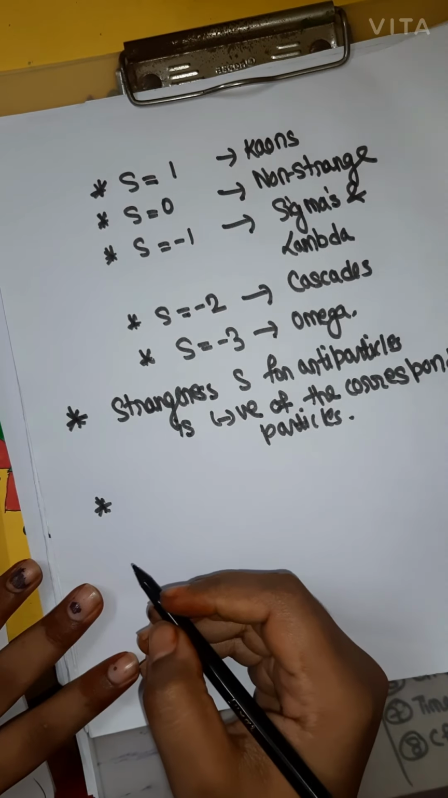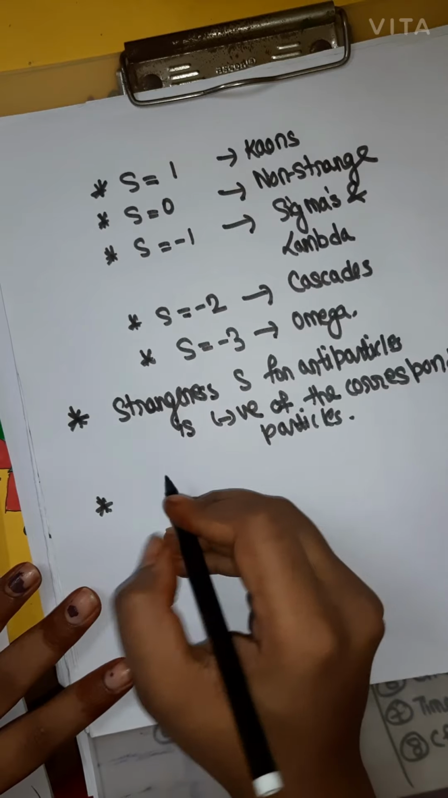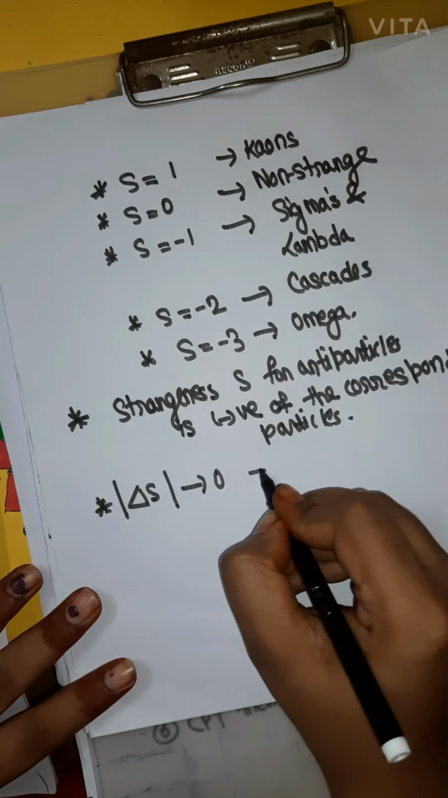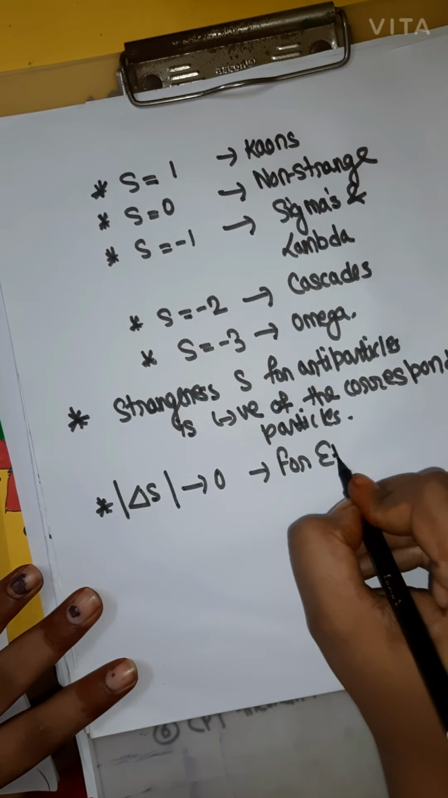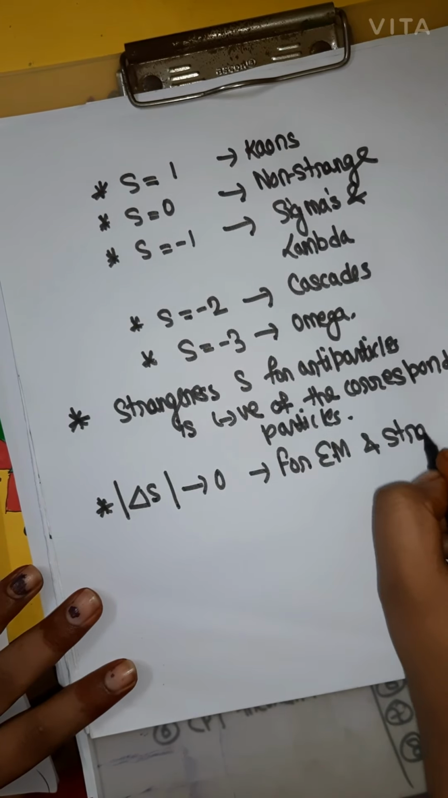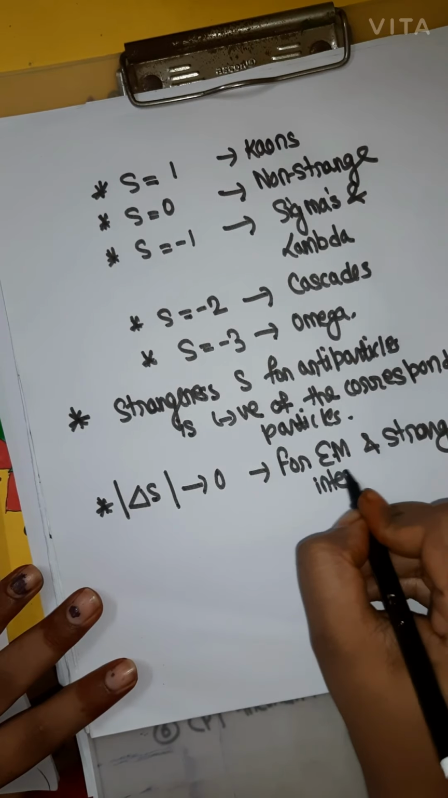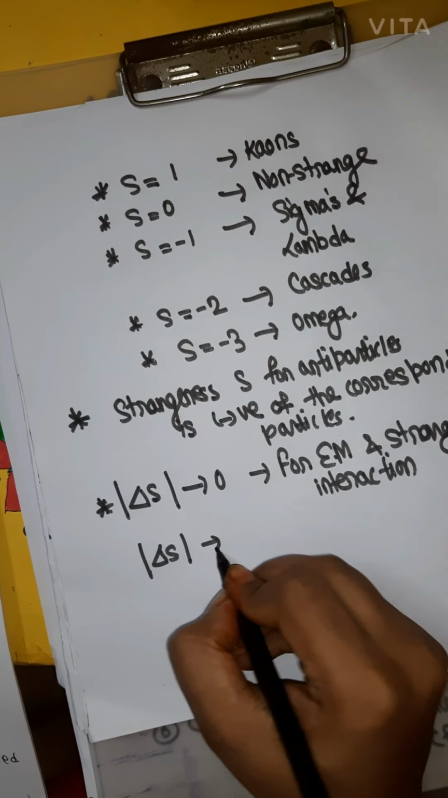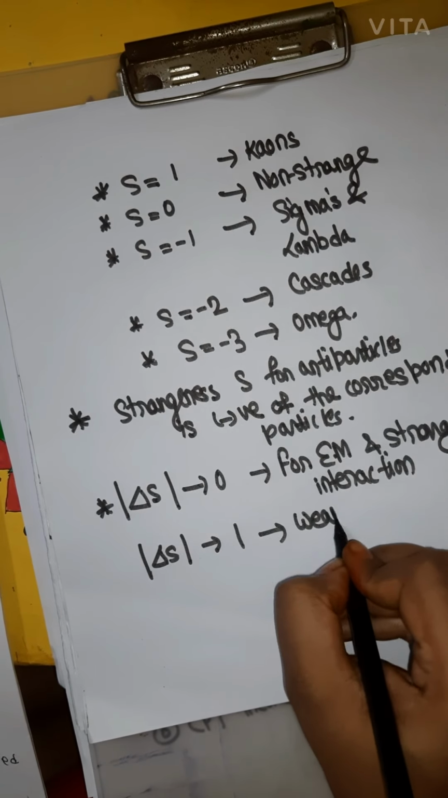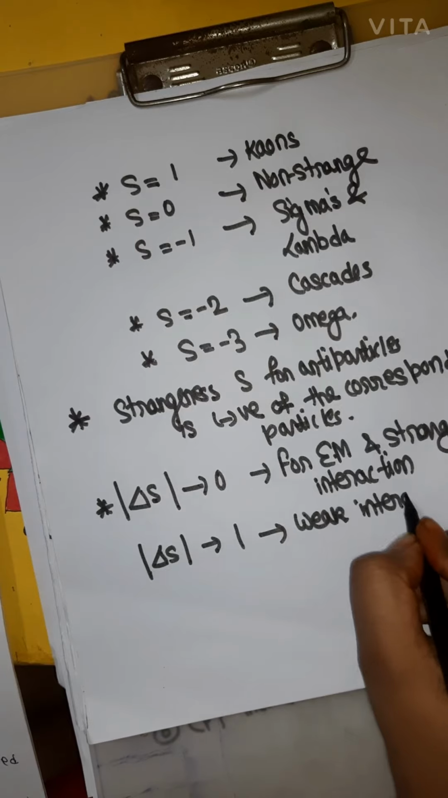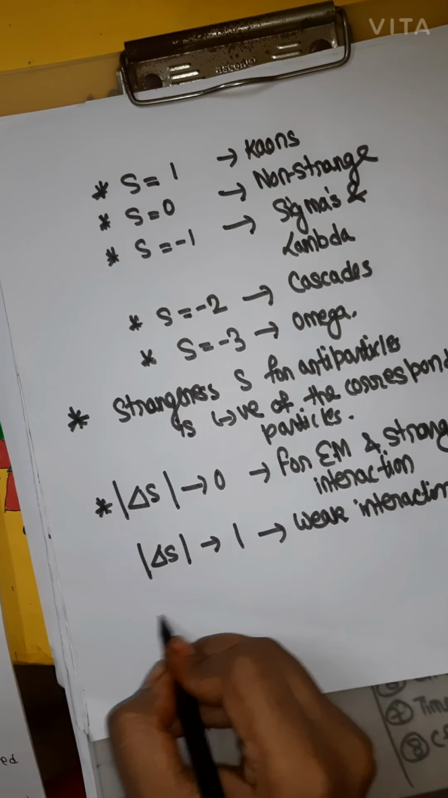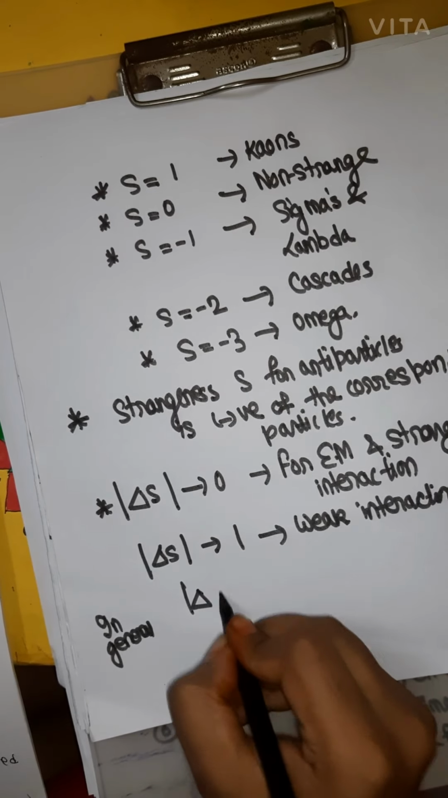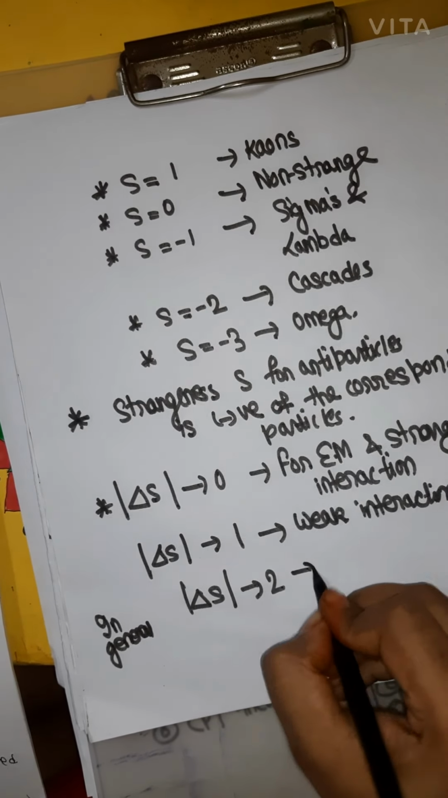Another important point: delta S should be 0 for EM and strong interaction, it will be 1 for weak interaction, and in general 2 is not allowed.